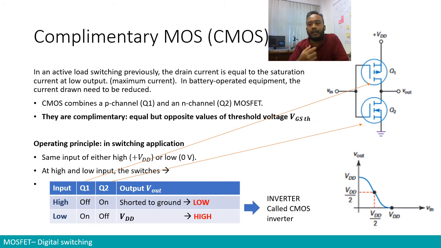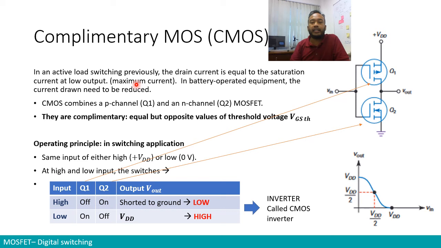So with the utilization of active load switching, we have basically solved the problem of sizing. We have replaced the resistor with a MOSFET, so the size is reduced, but there is still yet another problem. What is the problem? In active load switching, if you remember just now, the drain current circulates from the drain to the ground when the output voltage is low. When the output voltage is low, it means the current will not go through the output. It goes directly into the ground.